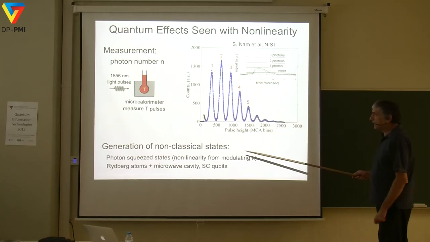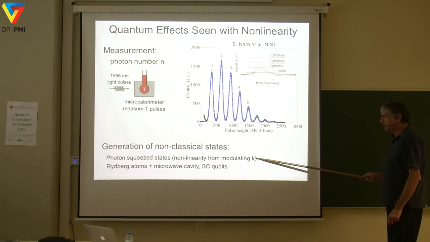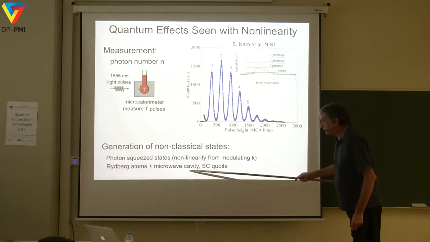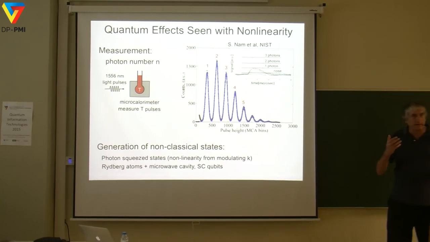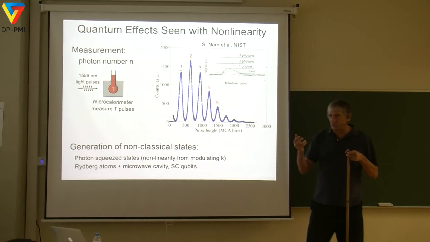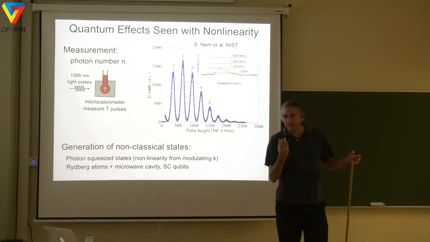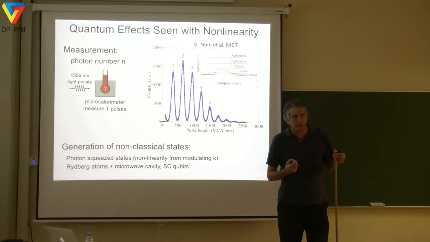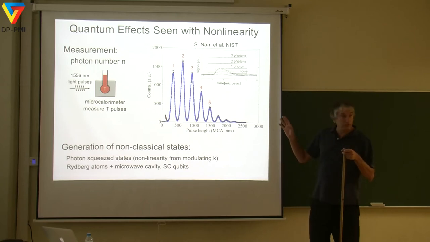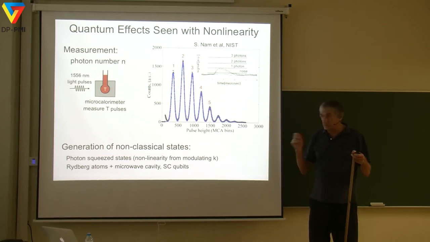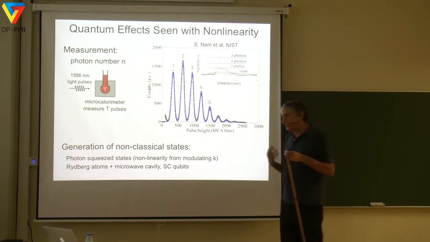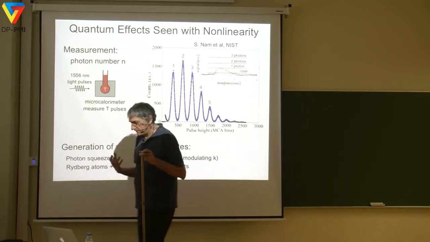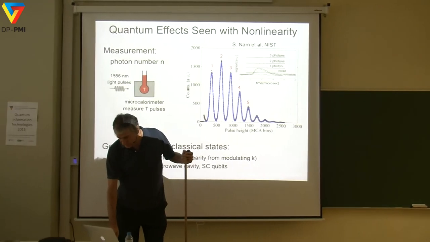And people take advantage of that with Fock states and Rydberg atoms, microwave cavities, superconducting qubits. They use nonlinearities of qubits or detectors or pumping systems to take advantage of seeing the quantum nature of the light. And in fact, we're going to be using some nonlinear elements to see the quantum nature of this system. And that's kind of one of the big things we're going to focus on.